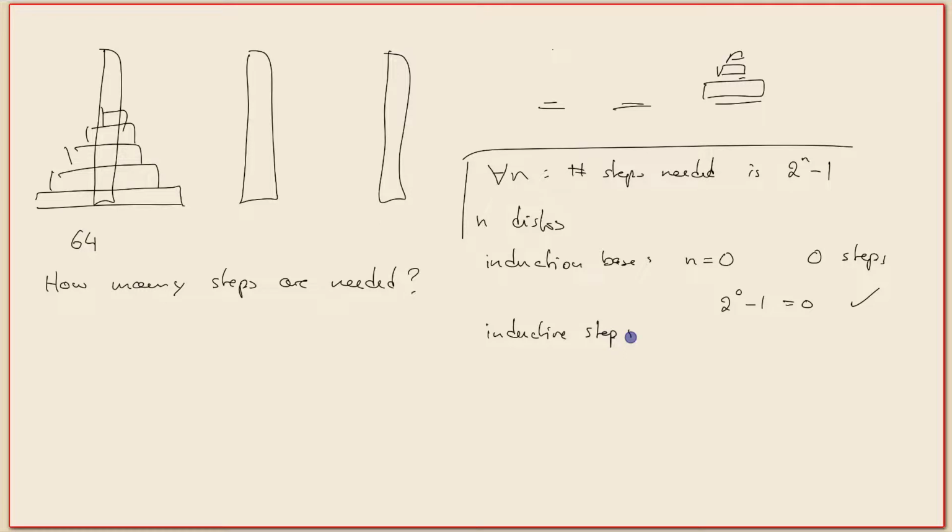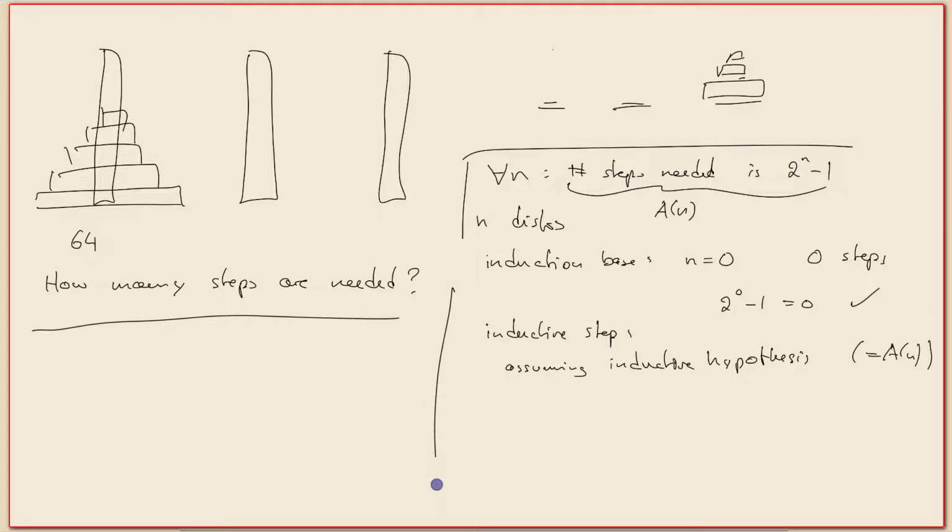which is, I'm assuming, the inductive hypothesis. That's how people often call this. That's the A of n. And this is our statement A of n. So let's assume that we already know for n disks, it's exactly 2 to the n minus 1 steps that I need. And now comes the brilliant little insight.